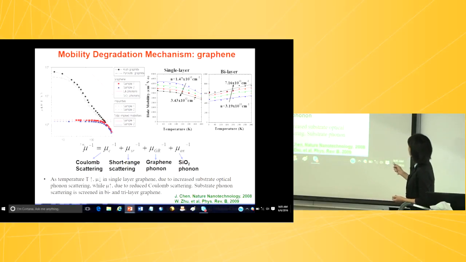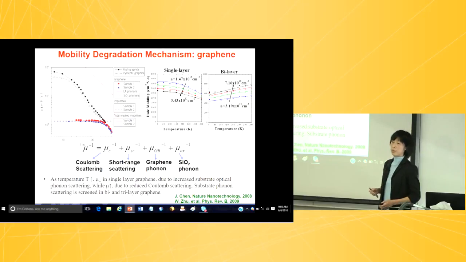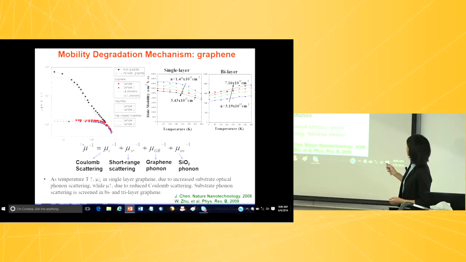So the red graph compares the mobility from single layer and bilayer. If we plot the mobility versus temperature, for single layer, we found that the mobility will decrease when we increase the temperature. This is due to the phonon scattering. If we increase the temperature, there are a larger number of phonons in the silicon dioxide, then we have more scattering rate, lower mobility. For bilayer graphene, however, if we increase the temperature, the mobility will increase.